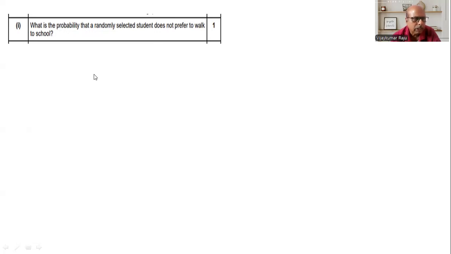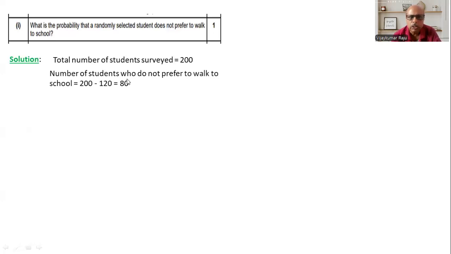Now what we have, let us take the solution. Total number of students surveyed is 200. Number of students who do not prefer to walk to school. Total surveyed is 200, and it's been given in the question that 120 wanted to walk to school. So that means the remaining, that is balance, that is 200 minus 120, that is 80, are students who do not want to walk to school.